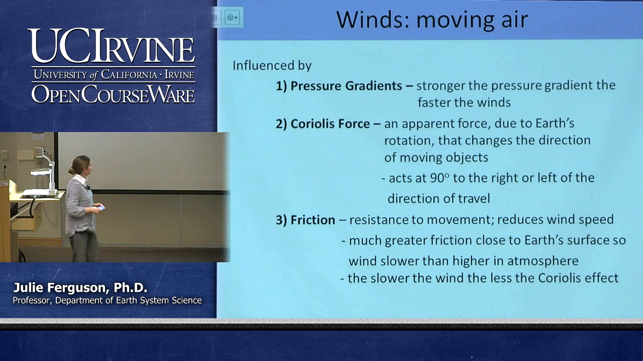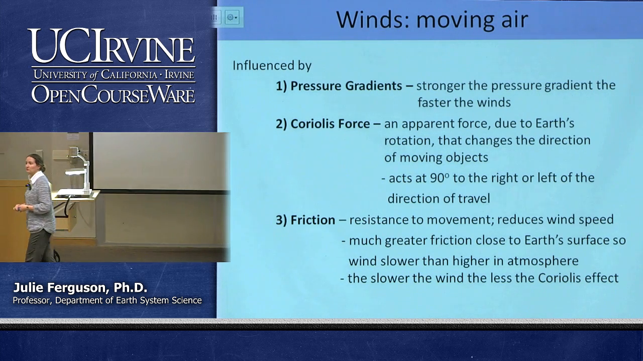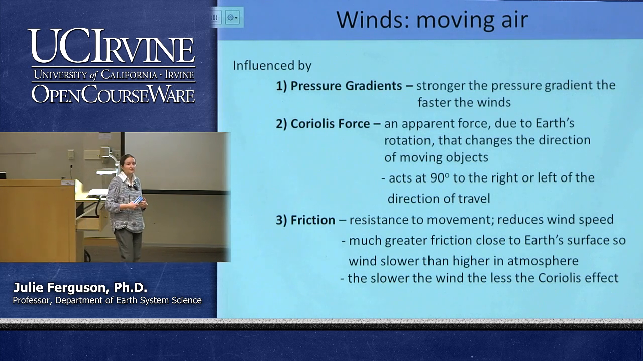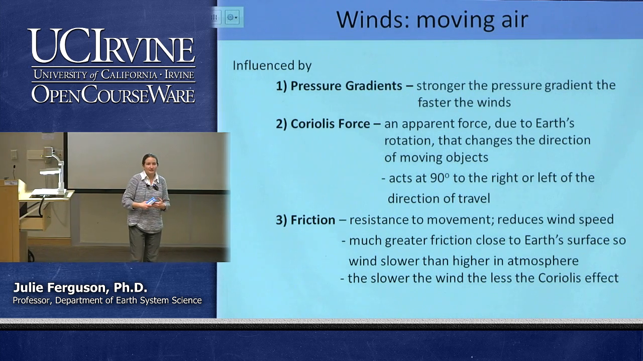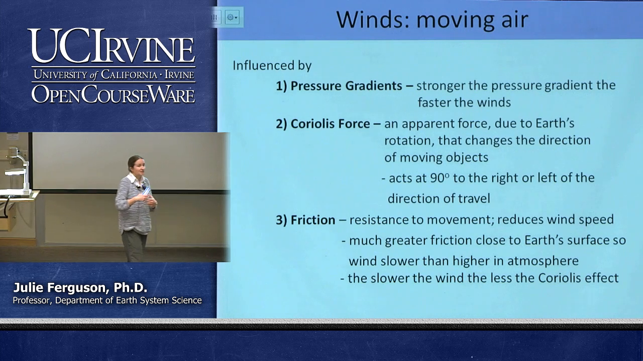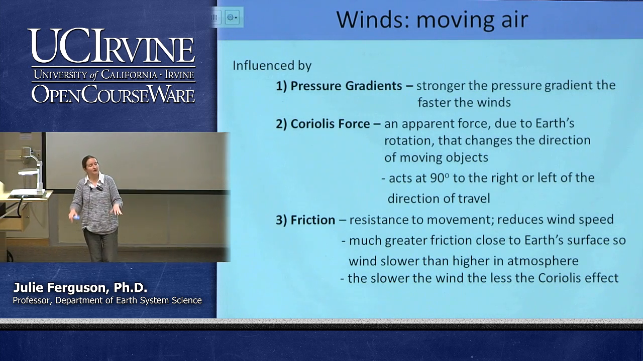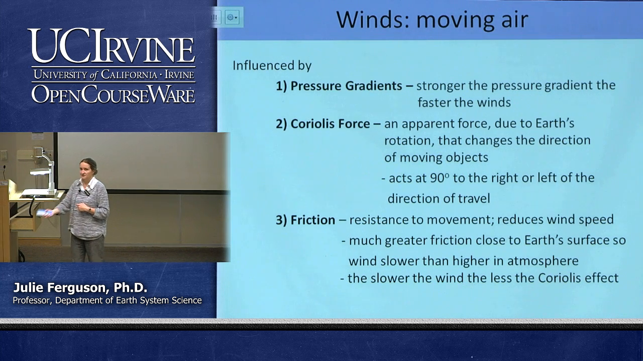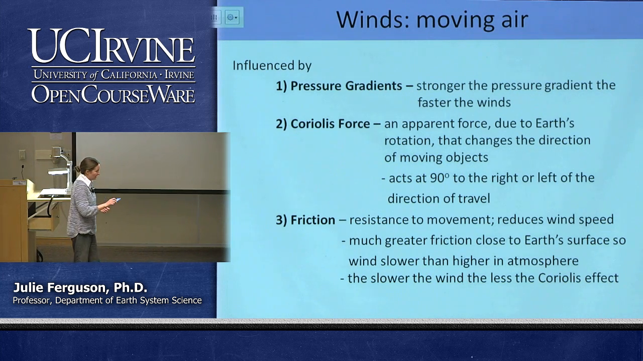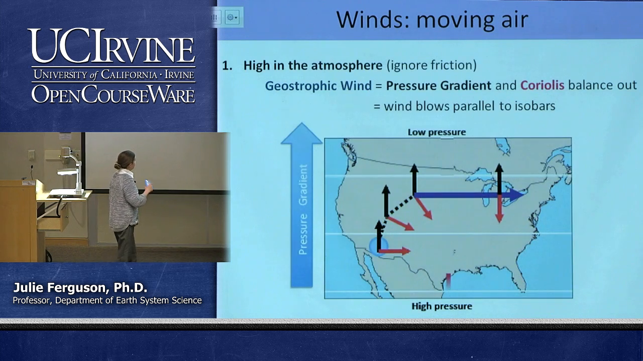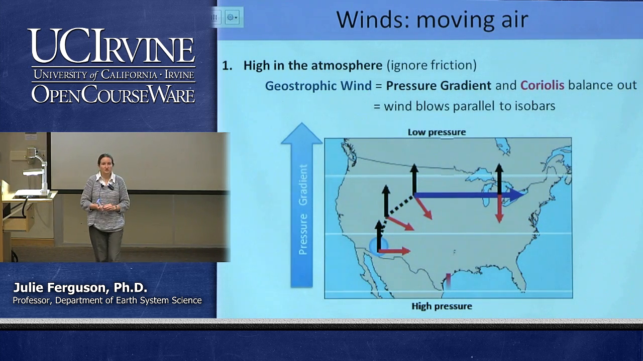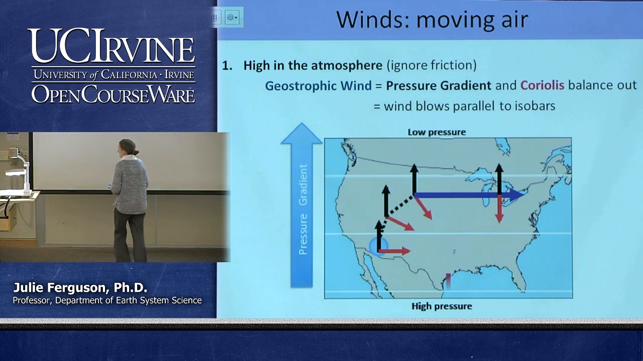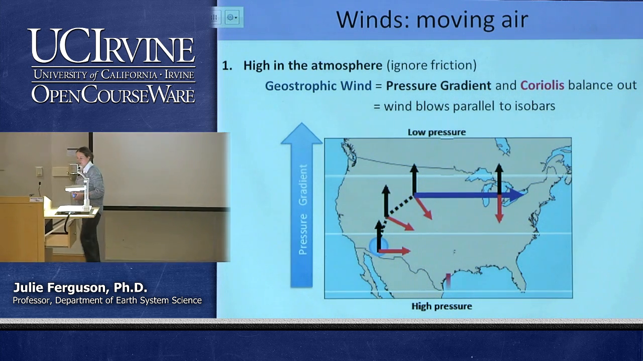So remember that. But Coriolis force is related to the speed of the wind. Faster things will experience more Coriolis force. And so if we have friction, slowing down our wind, especially down here close to the surface, we're going to feel less Coriolis force. Okay, and this was the point we got to last week. So I wanted to talk to you, first of all, about stuff in the free atmosphere, which is really high in the atmosphere, where we can basically ignore friction.